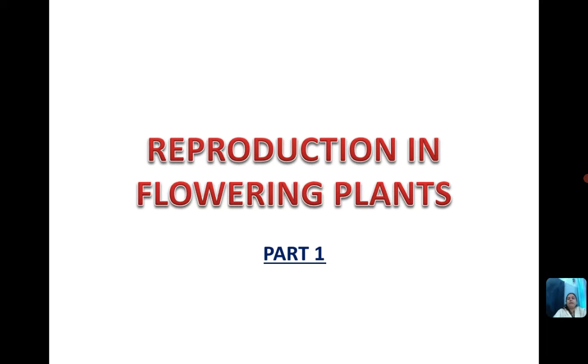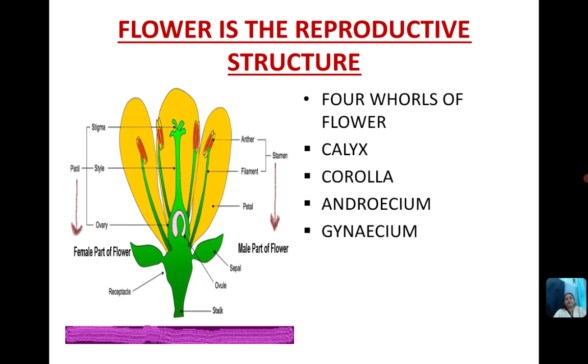You already have an idea about this chapter. You have read about the preliminaries of this chapter in class 10. So I'm going to start off the concepts from class 10. Remember the structure of a flower? What did we study in class 10? That flower is the reproductive structure in plants.